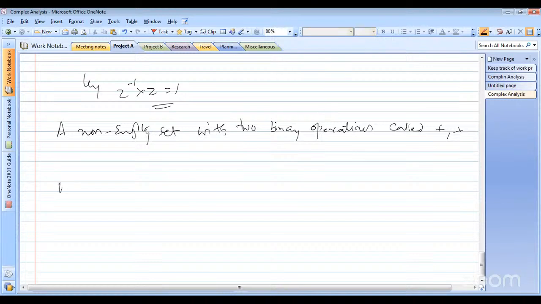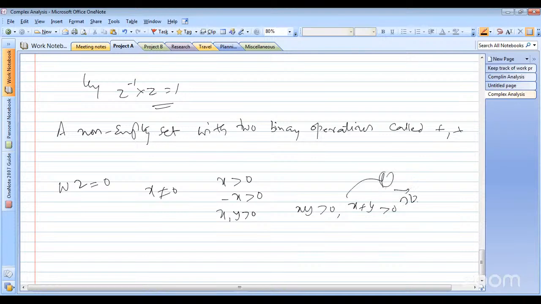Then z is equal to 0 if and only if... In the case of real numbers, the real numbers may be given an ordering less than, with the following properties. For x not equal to 0, either x greater than 0 or minus x greater than 0, but not both. If x greater than 0 and y greater than 0, then xy greater than 0 and x plus y greater than 0. This is the first condition, and this is the second condition.